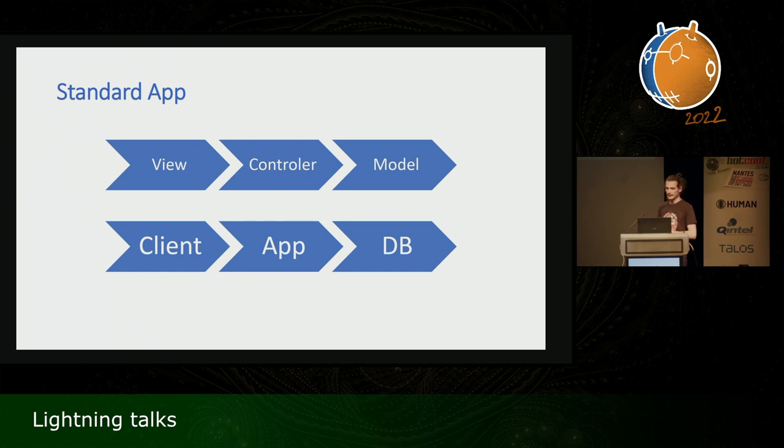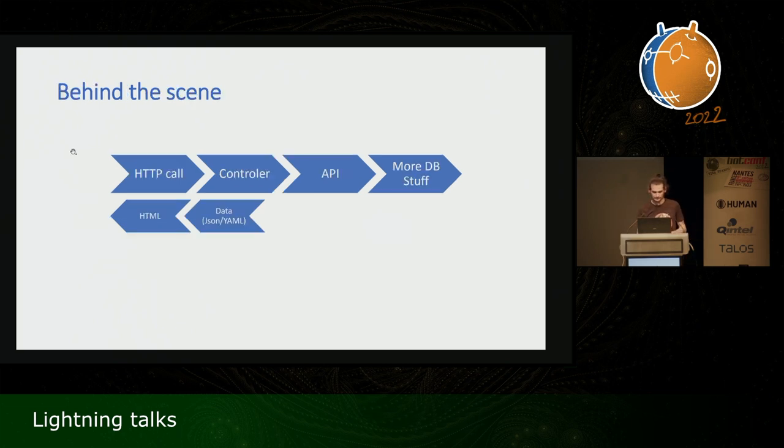I'm a developer. The standard three-tier application model is very simple. You have view, controller, model. Then you have the client that requests the app, and then you have the DB request. So you have the HTTP call, then the controller, then the API, more DB stuff, and it gets back the JSON or YAML file and converts it to HTML.